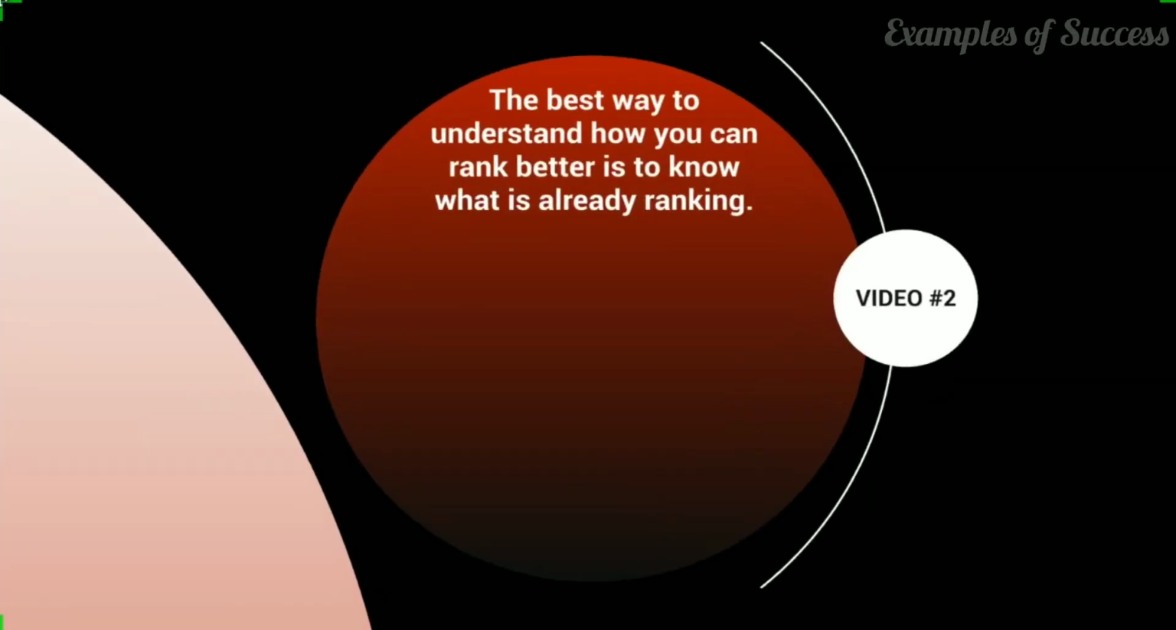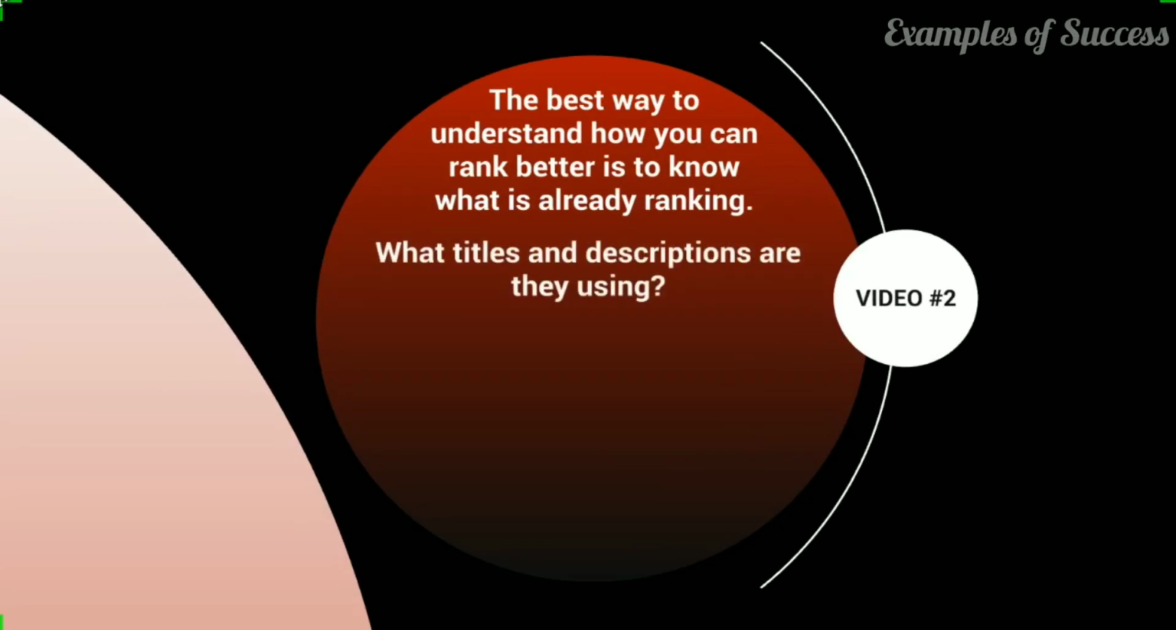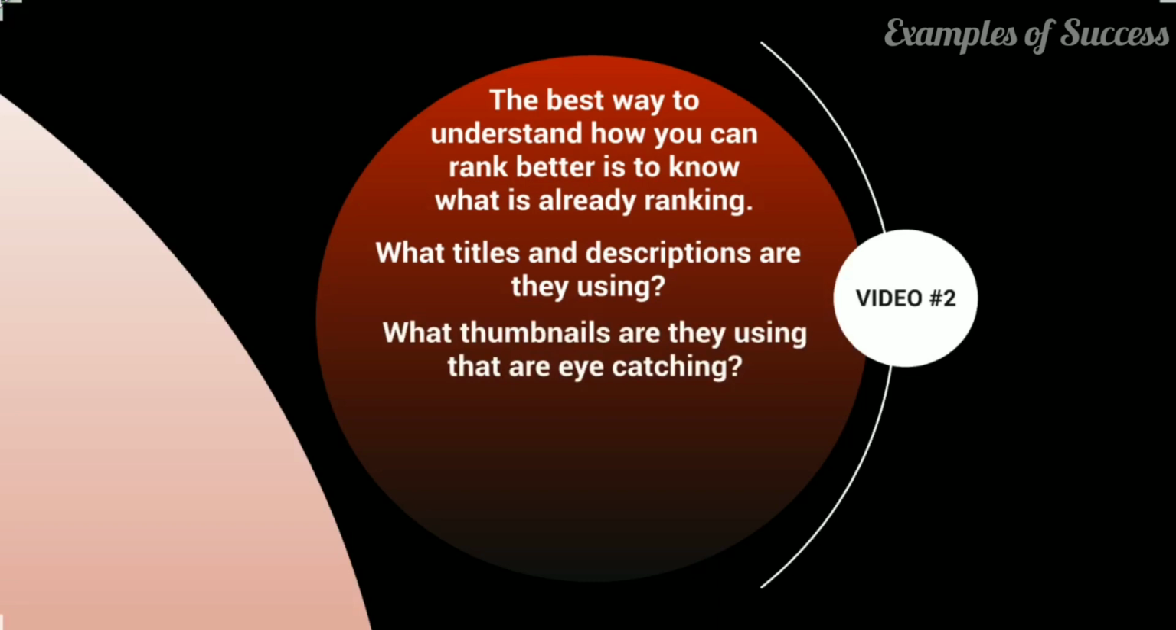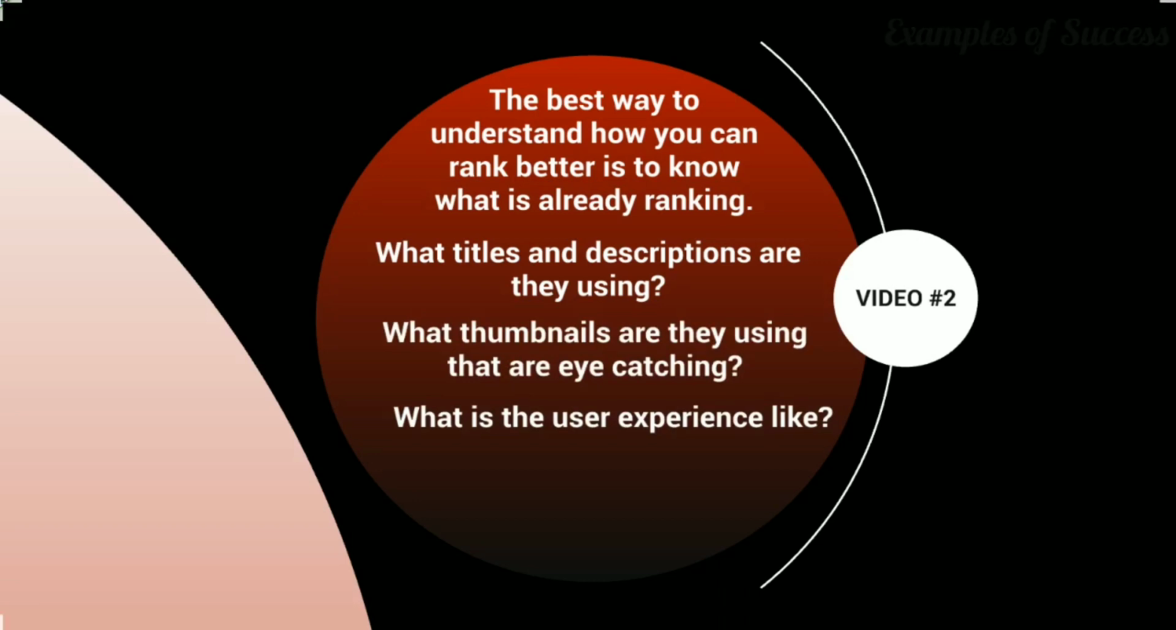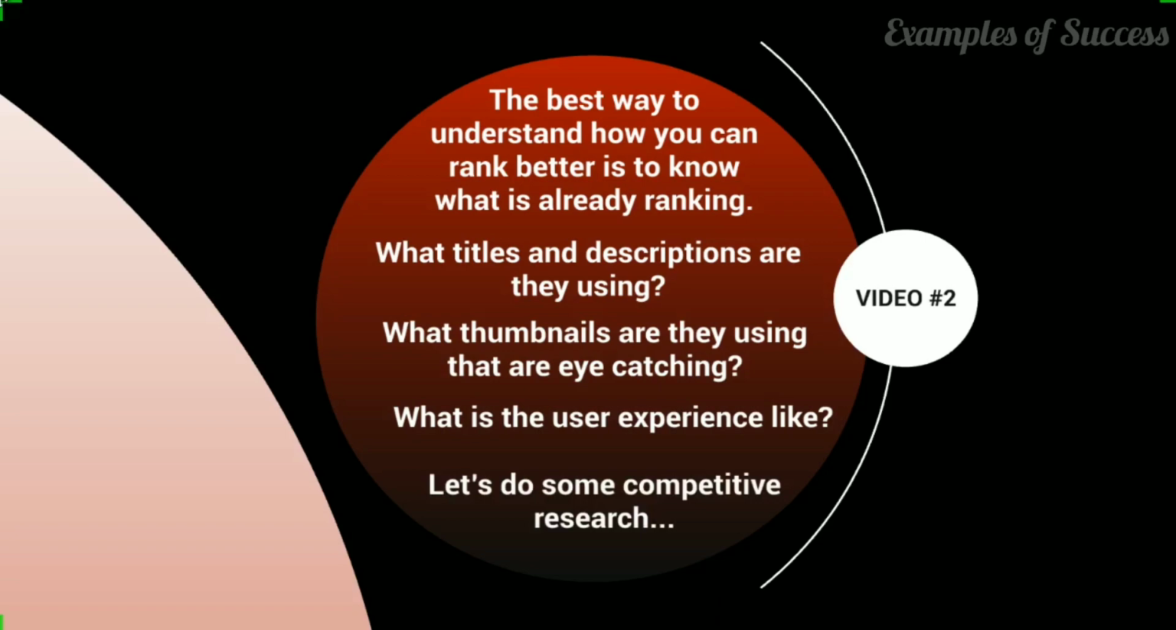So let's talk about competitive research. You see, the best way to understand how you can rank better is to know what is already ranking in your niche or your market. So what we want to do here is analyze the videos that are on the top. And I want you to specifically look at what titles, what descriptions are they using, and what thumbnails are they using that are eye-catching. And what is the user experience like when you click through those videos? So let's go ahead and do some competitive research.